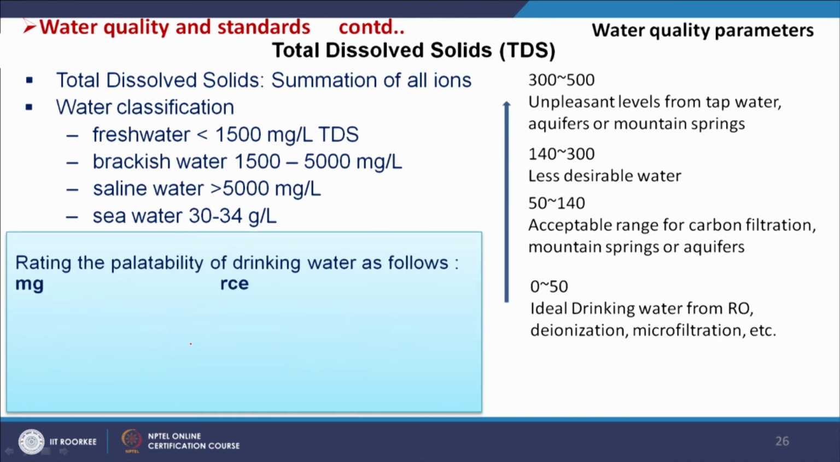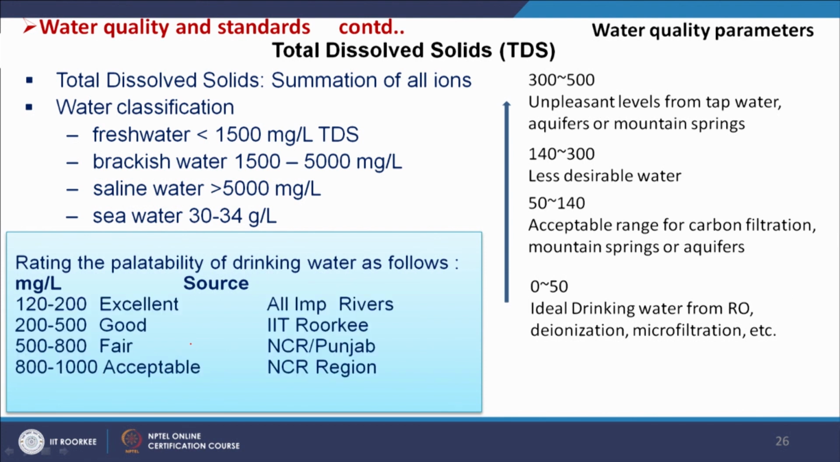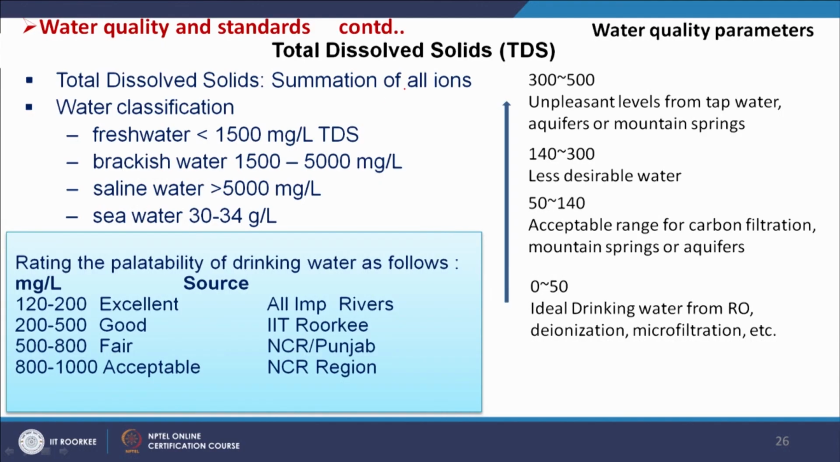Another parameter is total dissolved solids. Total dissolved solids is the summation of all ions. If we take a water sample and heat it, it will be vaporized, but some material will be left at the bottom of the container, and that material is considered as the TDS that was dissolved in the water. During evaporation the water molecules have gone up, and the solids are present in the container. So, that is called total dissolved solids.